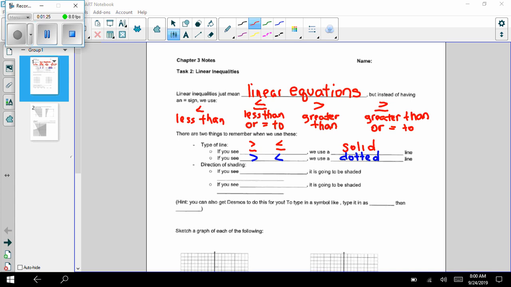The next thing to remember is that if you see a greater than or greater than or equal to, you're going to be shading above that line. We'll do some examples in a minute. If you see a less than or equal sign, you're going to be shading below.